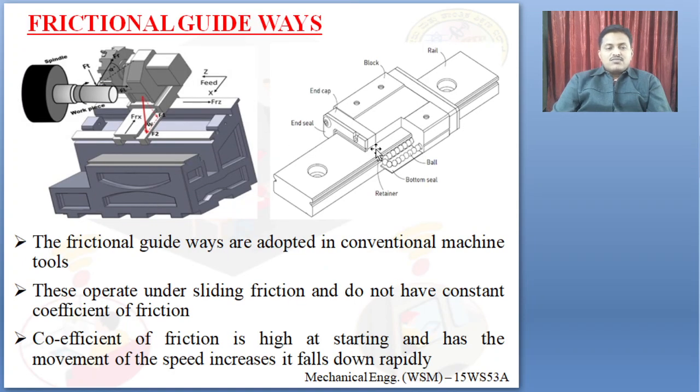Generally we have two types of guideways. One is frictional guideways, the second one is anti-frictional guideways. What are frictional guideways? These frictional guideways are adopted in conventional machines. They operate under sliding friction. They don't have a constant coefficient of friction. There is complete sliding between the surfaces, and they have surface to surface contact in this case. The coefficient of friction is high at starting, and as the movement speed increases it falls rapidly. That means the coefficient of friction is high at the starting point, and as the speed increases the coefficient of friction reduces.